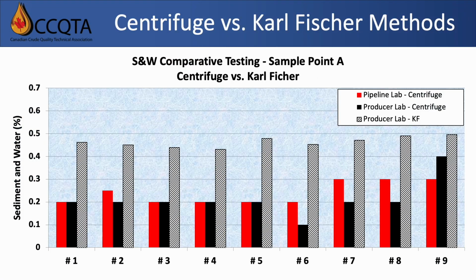In this example, the differences between Karl Fischer and centrifuge data are compared. The same produced crude was tested at two different labs, in this case, a producer lab and a pipeline lab.